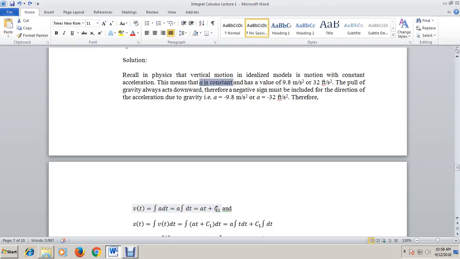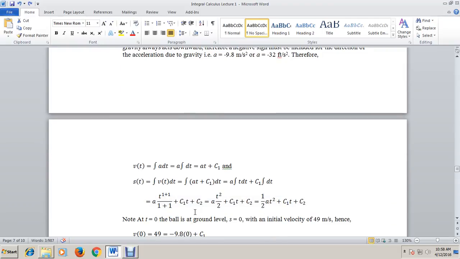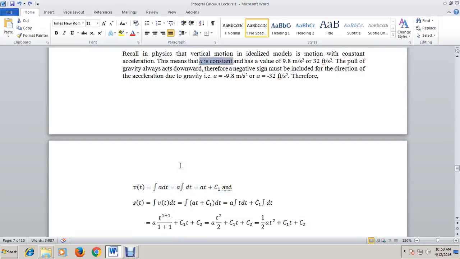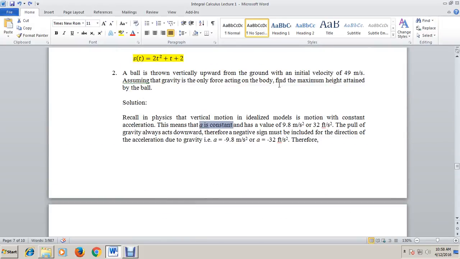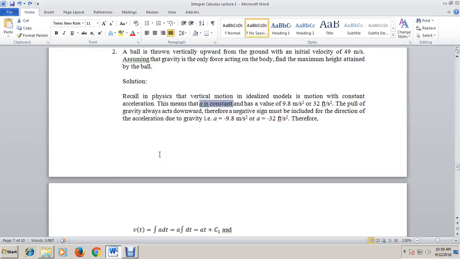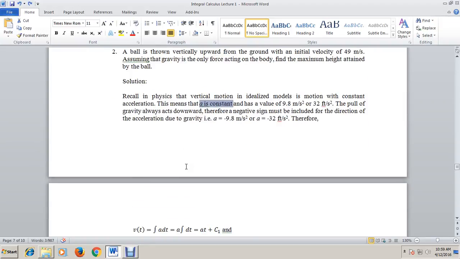Now, I have written c sub 1 here as the first constant since we will be having a two-step solution for getting the particular solution for the position. Now, why are we looking for the position, meaning s of t? It is because the problem asks you to find the maximum height, and height is a position. So the objective for our problem is to look for an expression for the position function.